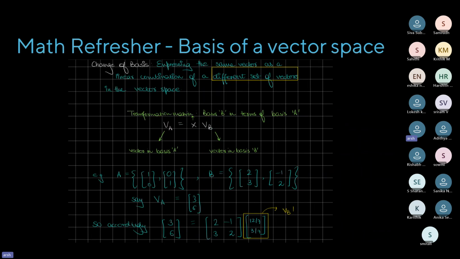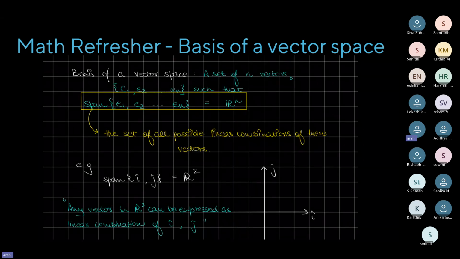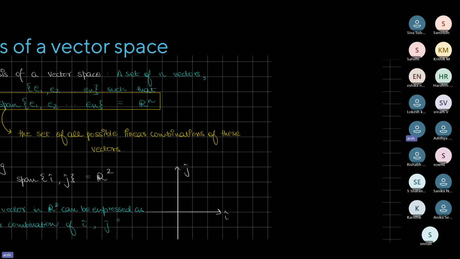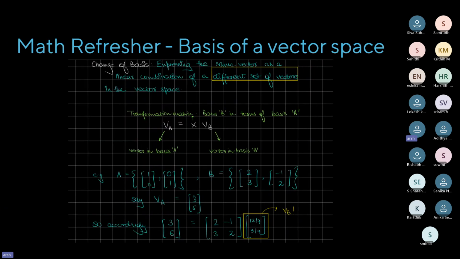Second is change of basis. Change of basis is when you have a vector in a vector space and you can express it as a linear combination of a different set of vectors than the ones that you had before. So instead of representing a vector as a linear combination of i cap and j cap, I can write it as a combination of (i cap plus j cap) by root 2 and (i cap minus j cap) by root 2, a different basis. So you do this operation by a transformation matrix.